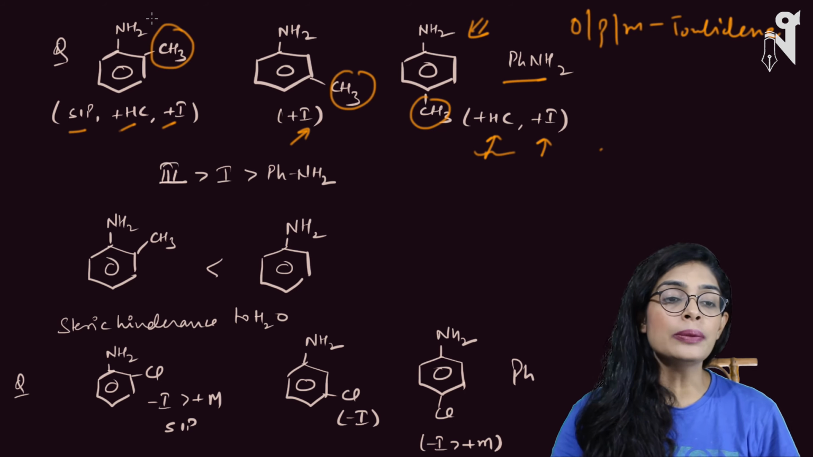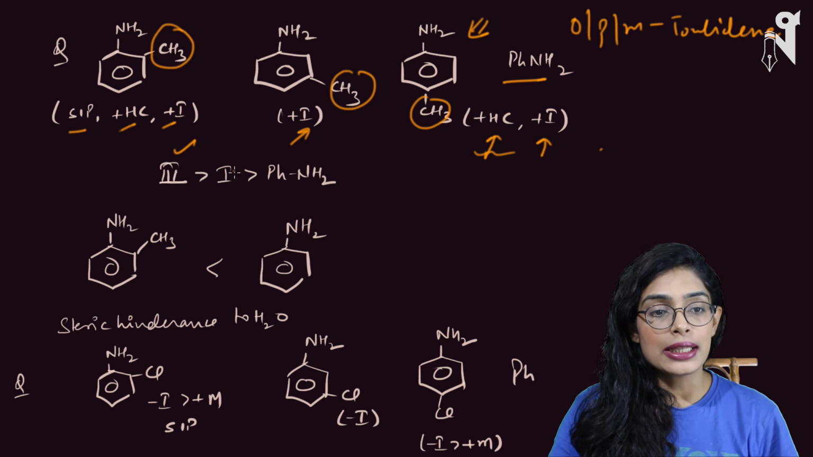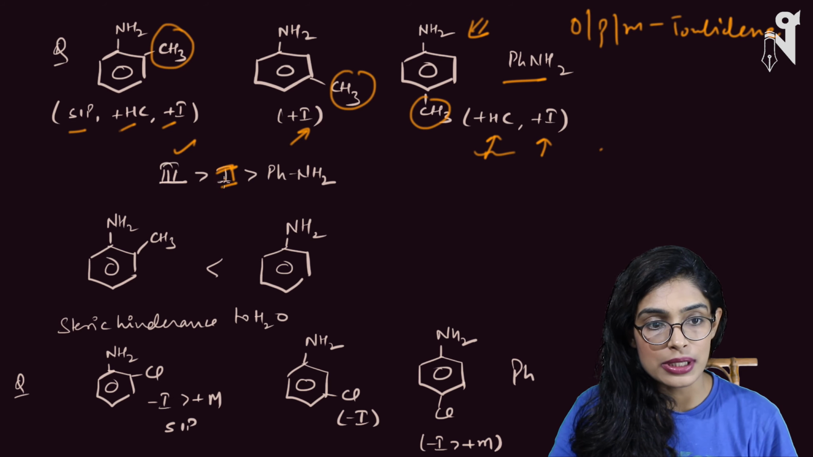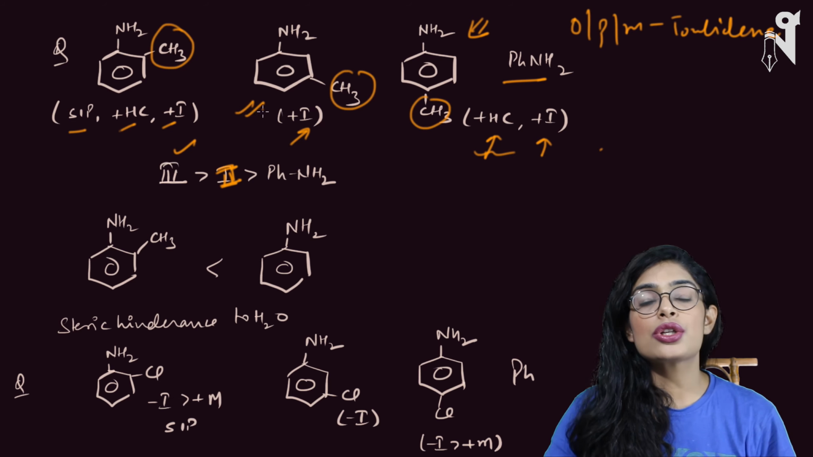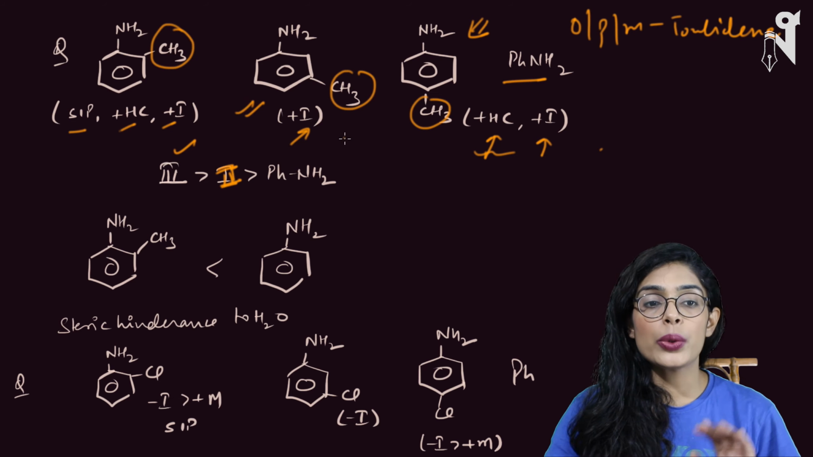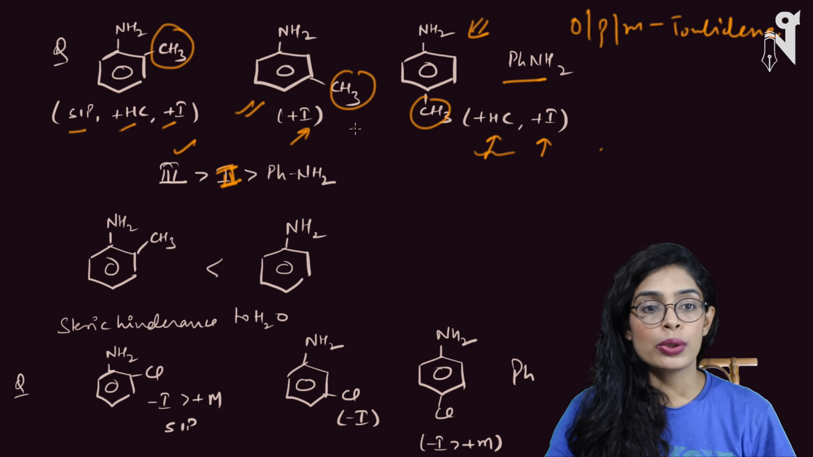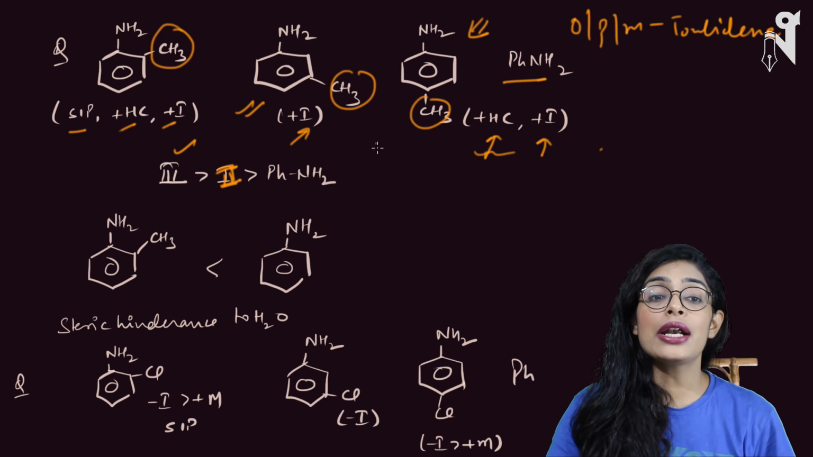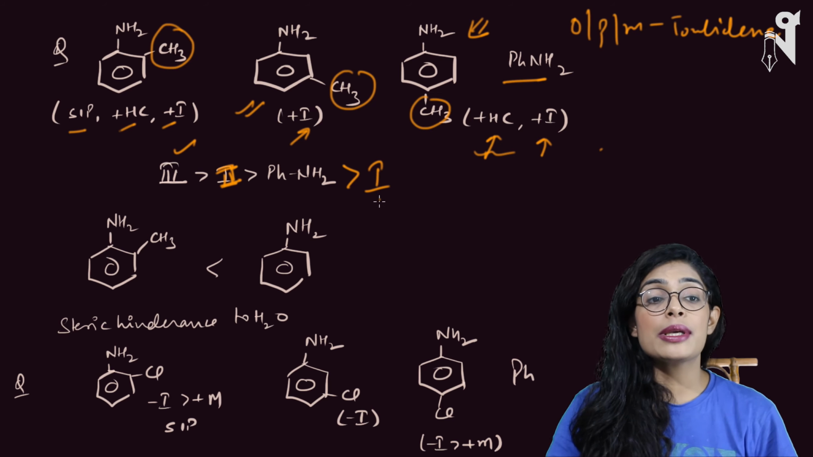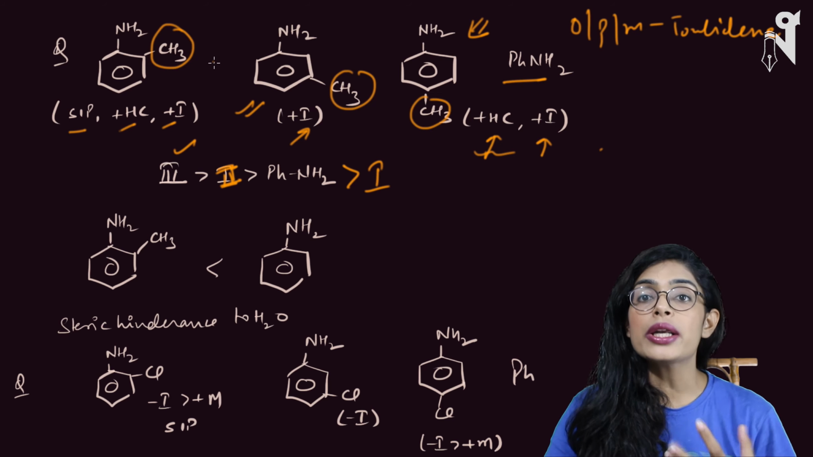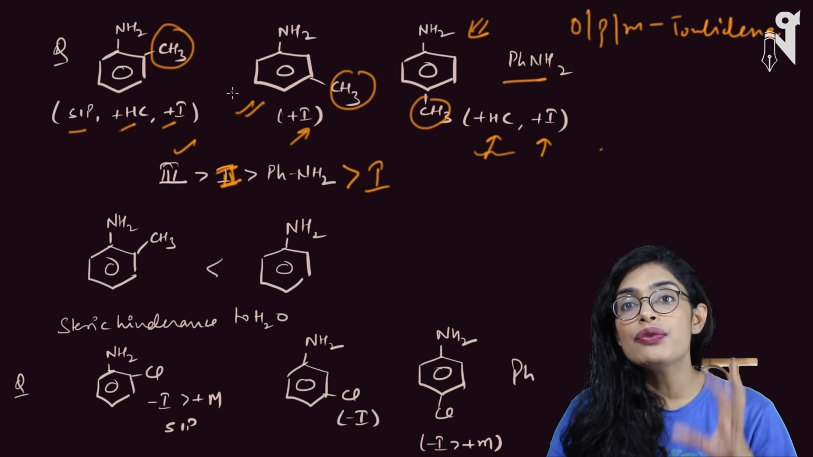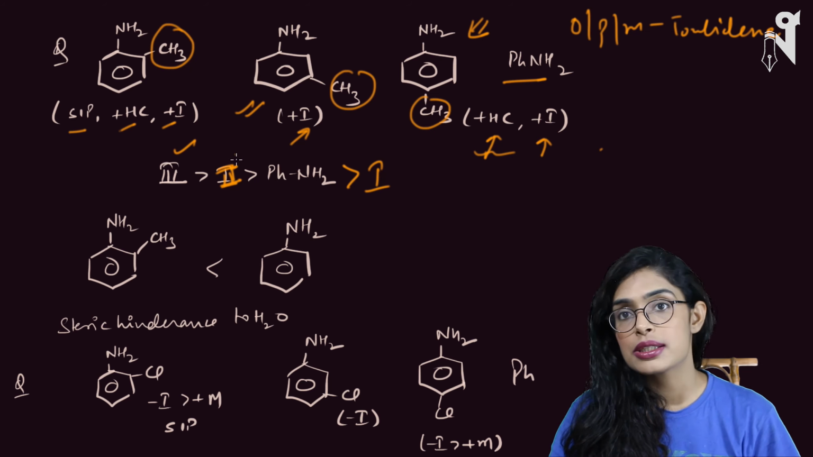So how will be the order? Order will be third, then second. I have written first by mistake. Second, that is CH3 on the meta position, where donating effect is working through inductive effect only. Then comes your normal aniline, and your ortho one is even lesser basic than your aniline because it is not able to exhibit its basic property, even though the nitrogen has a lot of electron density around it.